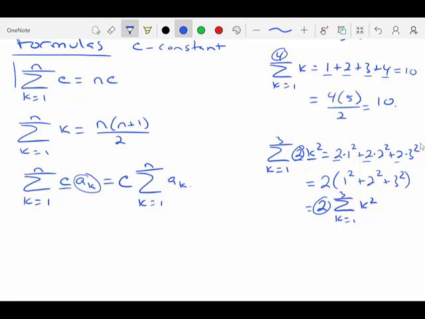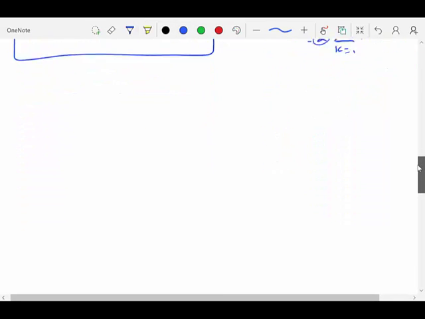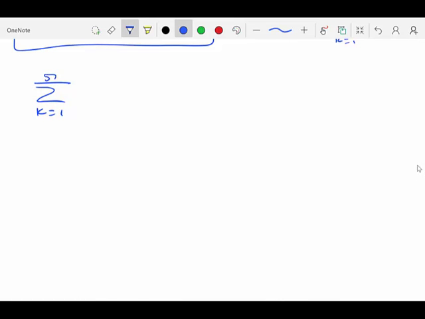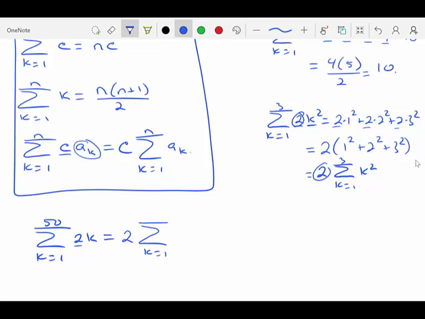So if I just look at these three formulas right here, and there are a couple more formulas, but let's just stop for a second and look at these three. I can go back to my original example. My original example is that I wanted to add up k goes from 1 up to 50 of 2 times k. So looking at my formulas, taking advantage of that third formula, there's a 2 here, so I could write this as 2 times the sum as k goes from 1 up to 50 of k.